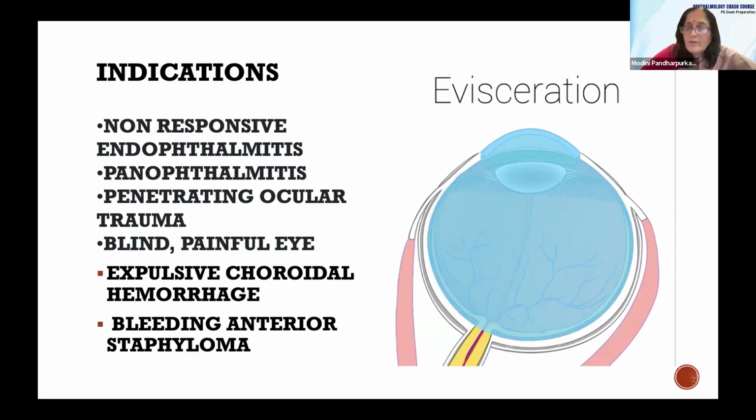You need to do this where you cannot revive the eye, where the scleral shell is not sufficient to be able to do anything with it. You do an evisceration. A blind, painful eye, definitely, where you can give a cosmesis along with relief of pain. And then expulsive choroidal hemorrhage, of course, there is not much left with you. It happens automatically. A bleeding anterior staphyloma again can be relieved by an evisceration.